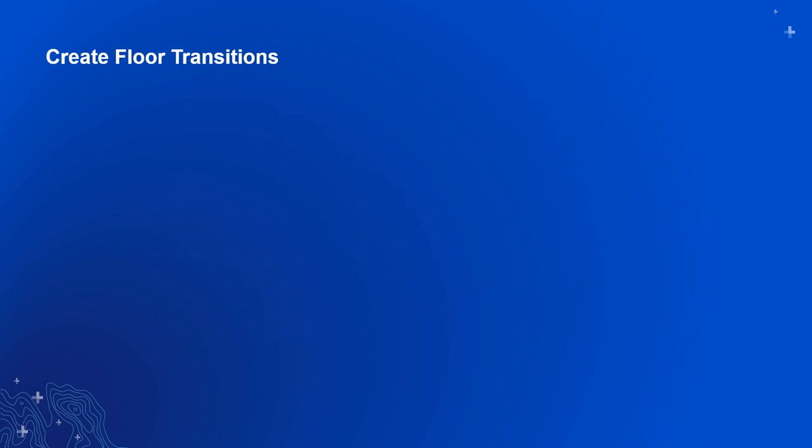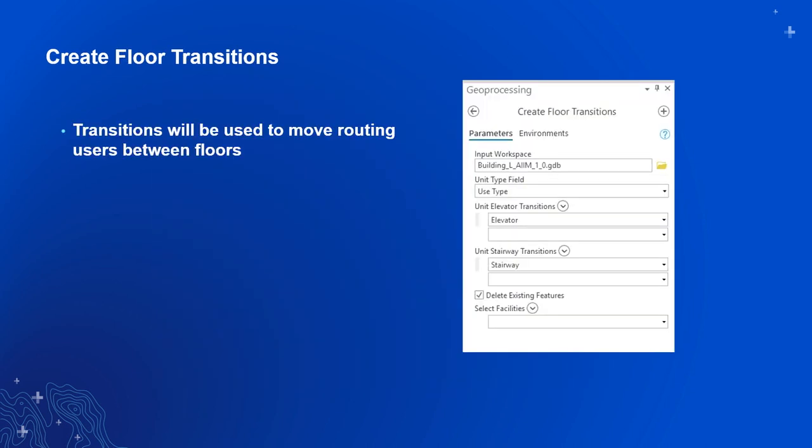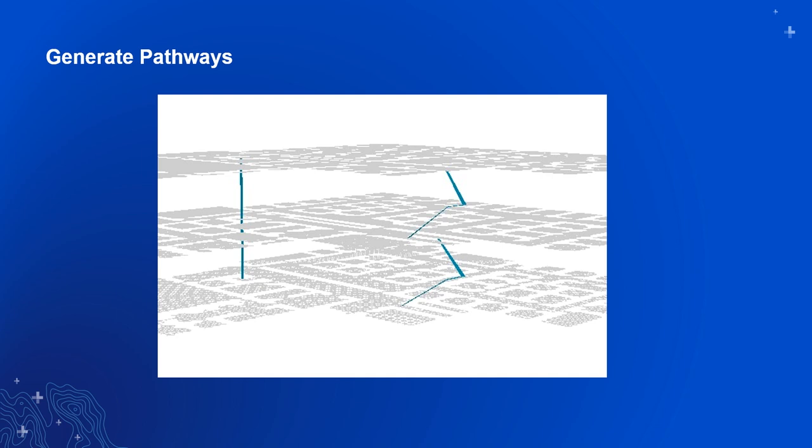Then you create floor transitions, and this is a fairly simple step where you select areas like elevators or your stairways. The tool also allows you to delete existing features. So if there's an elevator that got created twice, you can delete it and run it again, and then you end up looking something like this.